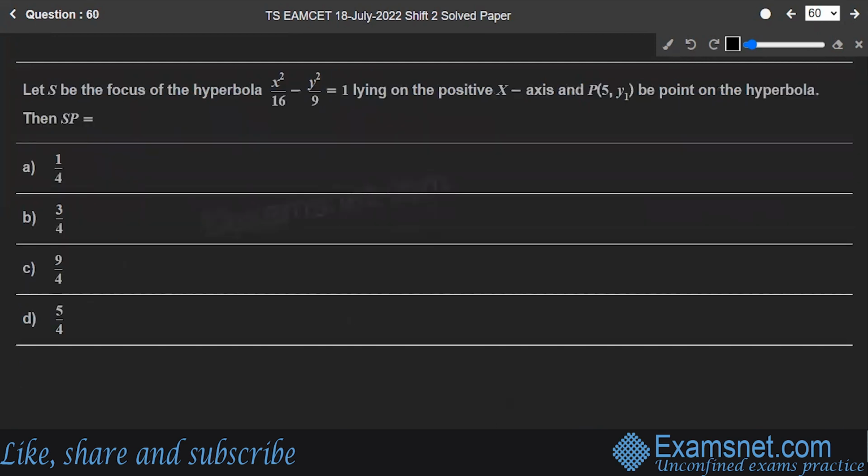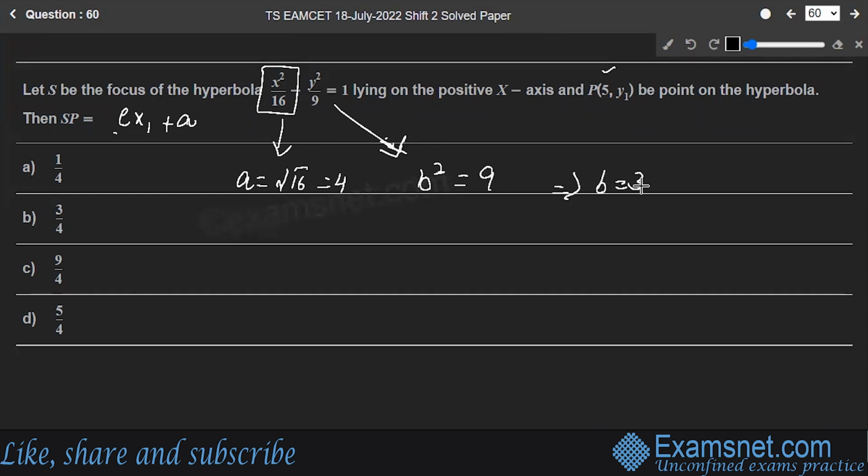Hope you got this. Next is question number 60. Let S be the focus of this hyperbola lying on the positive x-axis, and P, given by this, be a point on the hyperbola. You have to find out SP. Very simple. Actually, the formula for SP will be given by ex1 plus a. We know the value of x1, that is 5, and we have to find out e and a. What is a? From here, a is equal to root of 16, that is 4, and b square is equal to 9, which gives you b is equal to 3. Correct? I got a as 4 and b as 3.